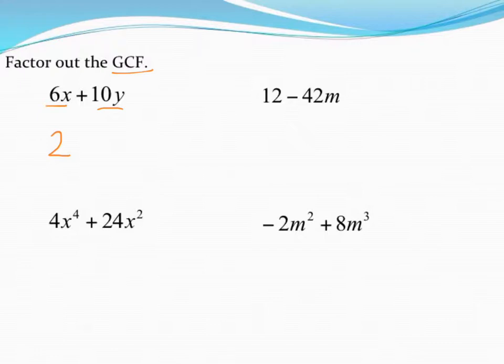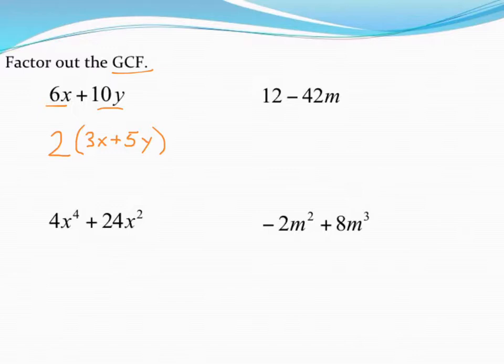What I'm going to do to factor this is, after the 2, put a set of parentheses down, and put what's left over after I've factored out or divided out a 2 from both terms. So dividing 6x by 2 gets me a 3x. Then I have a plus sign. Dividing 10y by 2 gets me a 5y, and that's going to be my factored expression.